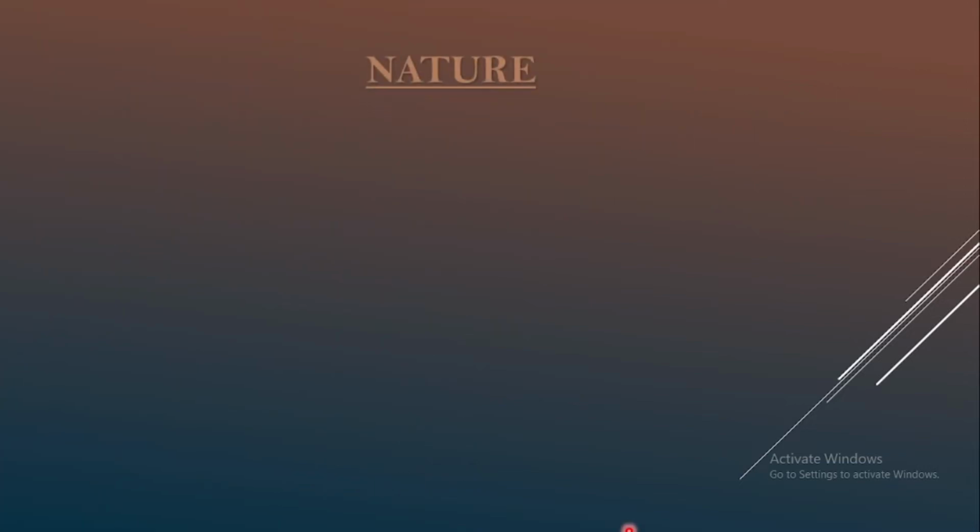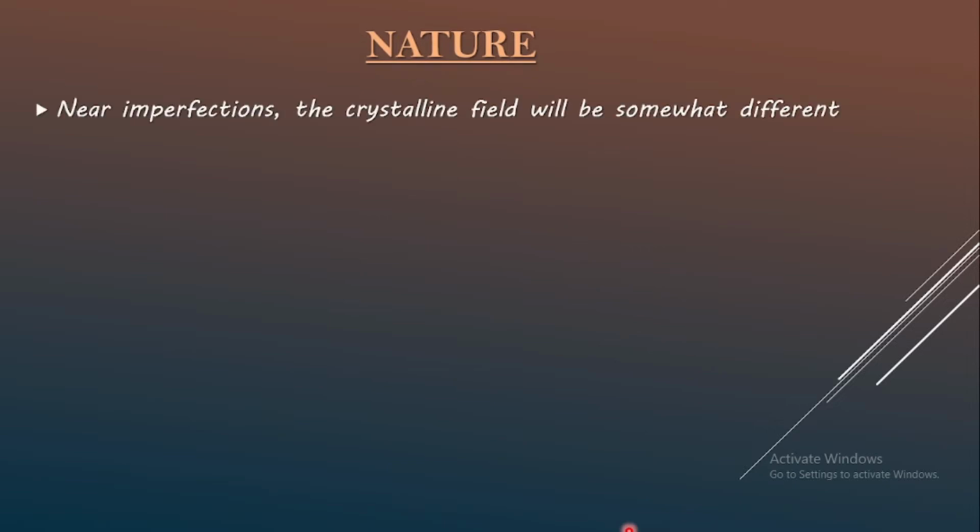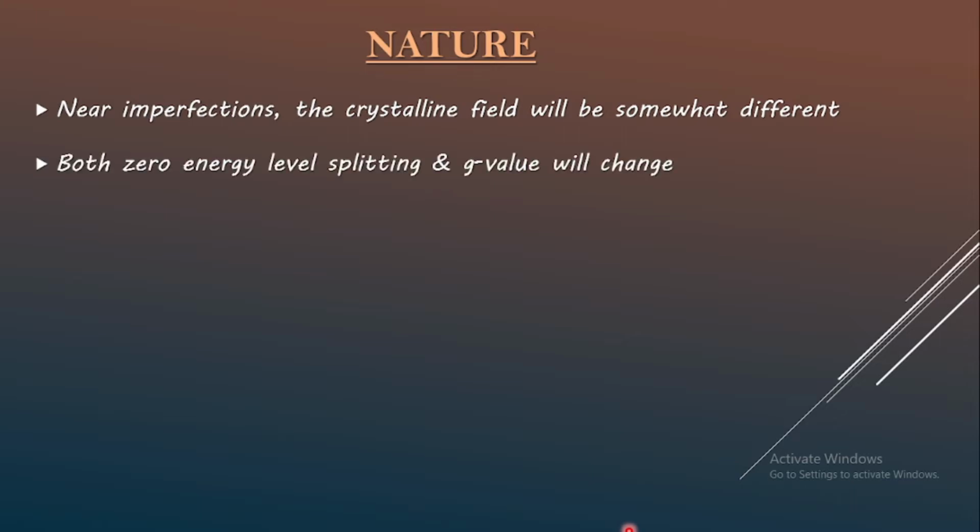Then moving to the nature of the field. In the vicinity of imperfections, the crystalline field will be somewhat different from the other regions of the crystal. So when there are imperfections, both the zero-field energy level splitting and the g value of the paramagnetic ion, which is located at or near the imperfection, will be changed.